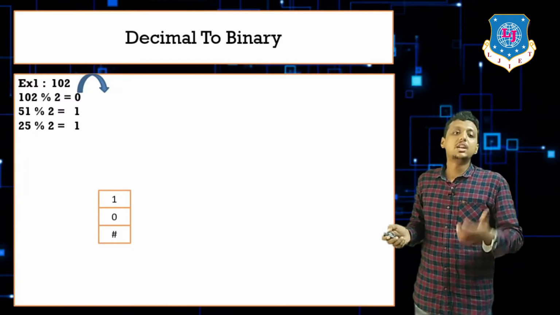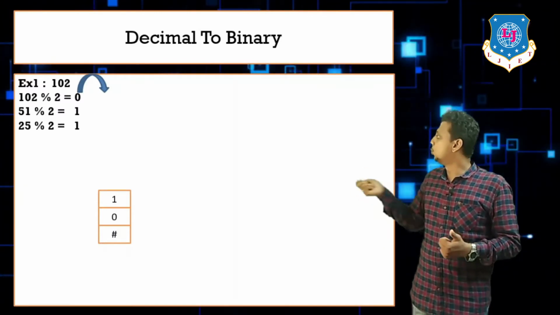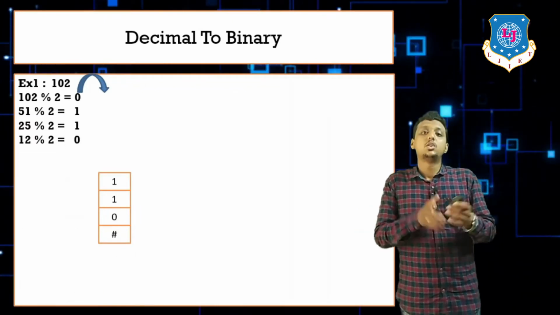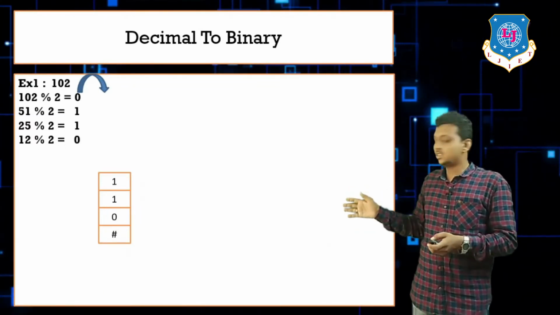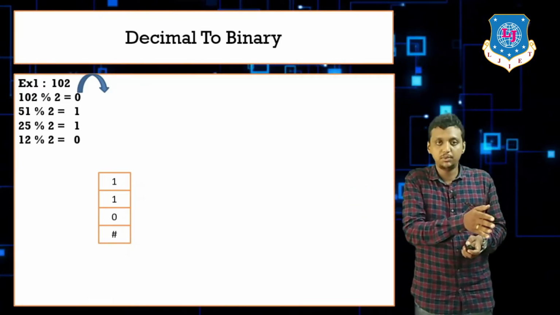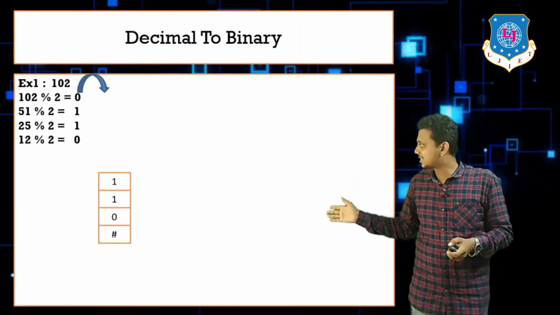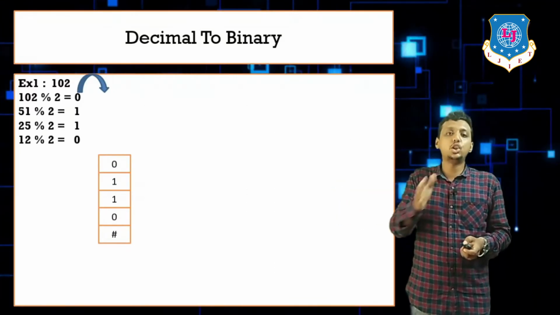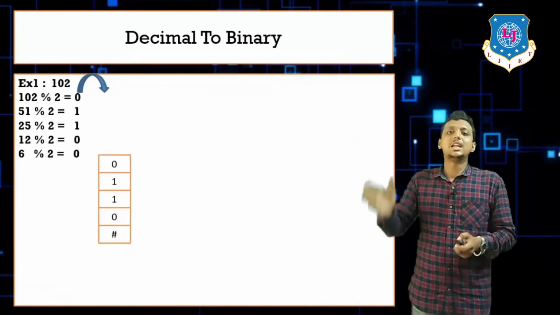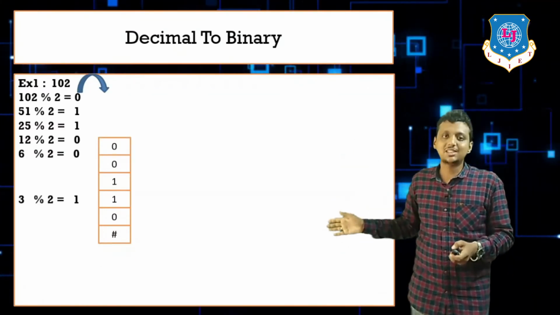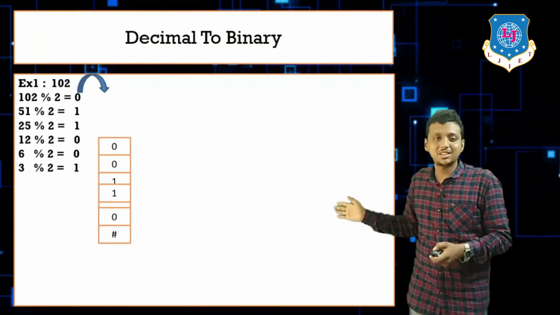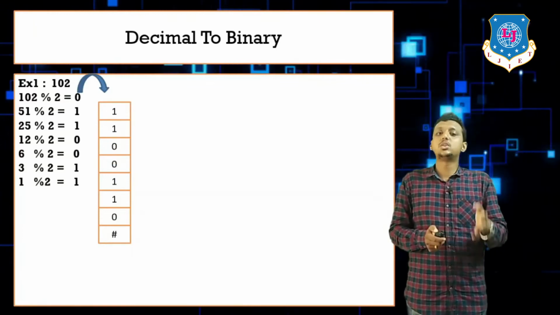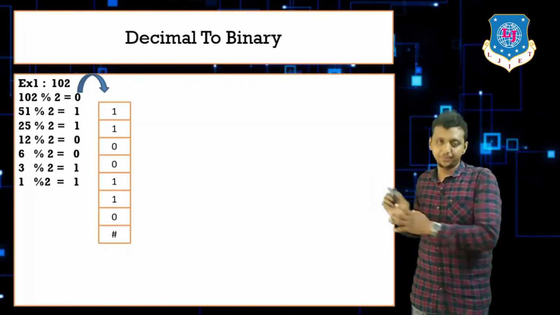Next, students, we have 25. 25 modulo 2 returns 1. So push inside the stack, it is again 1. Now 12. This is the same procedure which we have already done before. 12 modulo 2 becomes 0, push the 0 inside the stack. 6 modulo 2 becomes 0, push the 0 inside the stack. 3 modulo 2 becomes 1, push inside the stack. 1 modulo 2 becomes 1, push inside the stack. Now stop. This is the last step, since 1 modulo 2 is equal to 1. You need to stop over here.